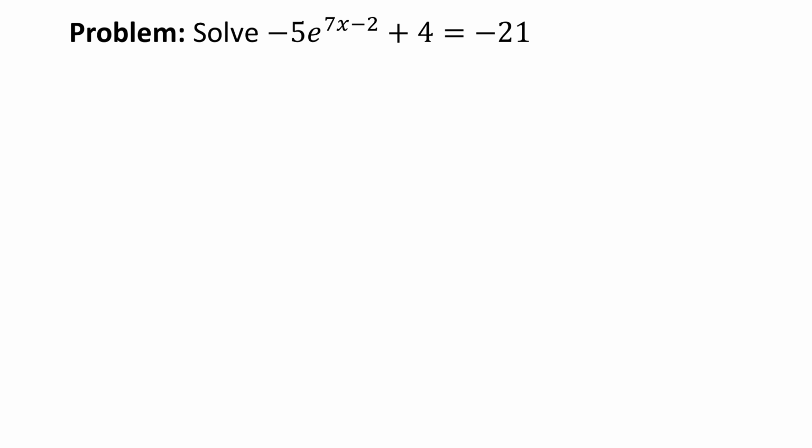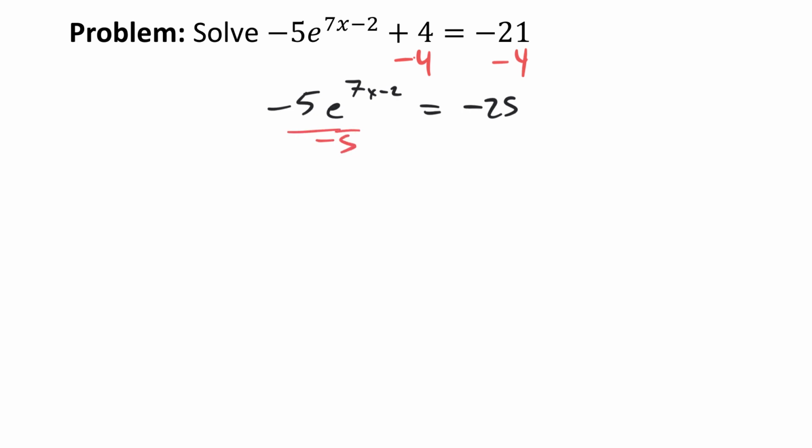All right, here's a really fun one. We've got -5, and now there's this e thing going on. But pause the video and give it a try. All right, so again, let's just follow our steps. We're going to subtract 4 from both sides. -5 e to the 7x minus 2 equals -25.